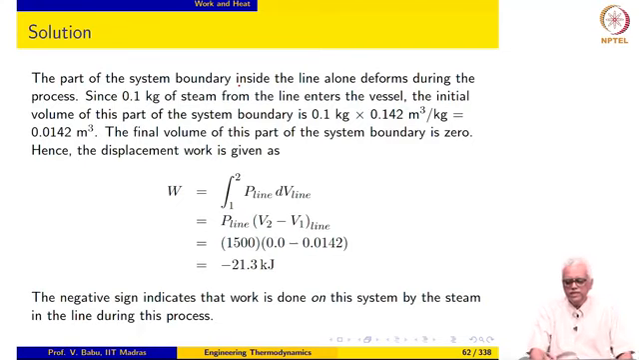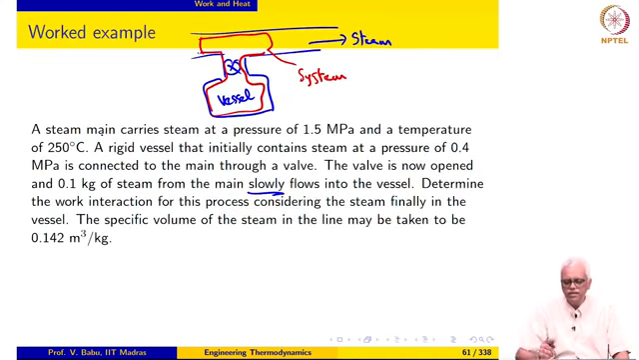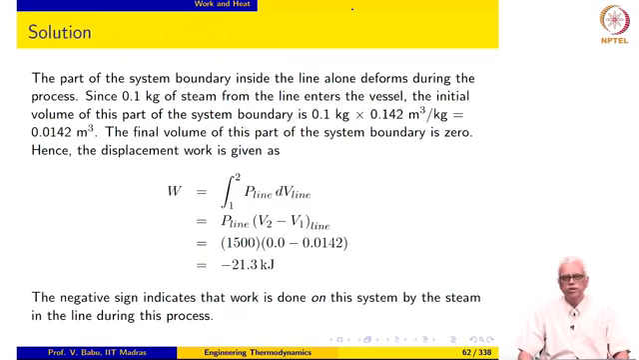The part of the system boundary inside the line alone deforms during this process, and since 0.1 kg of steam enters the vessel and specific volume is also given, the volume occupied by this part of the system boundary is 0.1 times 0.142 meter cube per kilogram, which is 0.0142 meter cube. So, if you look at the previous slide, the volume occupied by this part of the system boundary is 0.0142 meter cube. The final volume of this part of the system boundary is of course 0, as we have already mentioned.